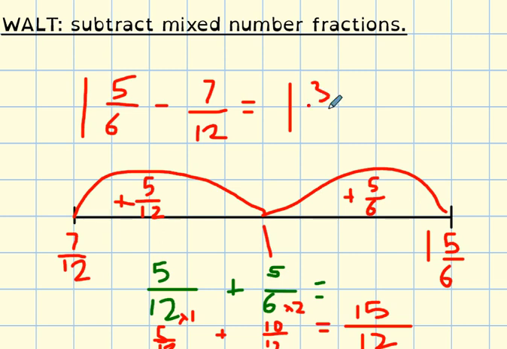Or, because 3 and 12 share a times table, hopefully you're telling me they share the 3 times table. How many ones make 3? 1 times 3 makes 3. How many 3s make 12? 4. So my answer could be either 1 and 3/12, or that is equivalent to 1 and 1/4.